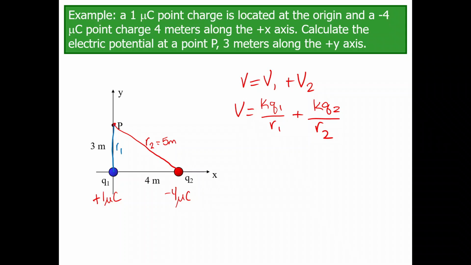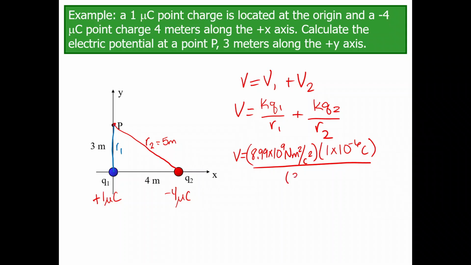So with that, I have everything that I need. K is going to be 8.99 times 10 to the 9th newton meters squared per coulomb squared. Q1 is in microcoulombs, so I have to convert those to coulombs. That is going to be 1 times 10 to the negative 6 coulombs over the distance of 3 meters squared.